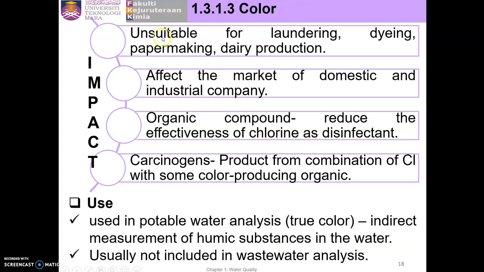So impact of color, the first one is unsuitable for laundering. Contohnya kalau air tu warna biru, tiba-tiba awak nak basuh baju warna putih, so not suitable. And not suitable for dyeing, paper making, and also dairy production. Tiba-tiba susu warna biru, tak sesuai lah. And that impact dia akan affect the market of domestic and industrial company and organic compound as well as the carcinogens.